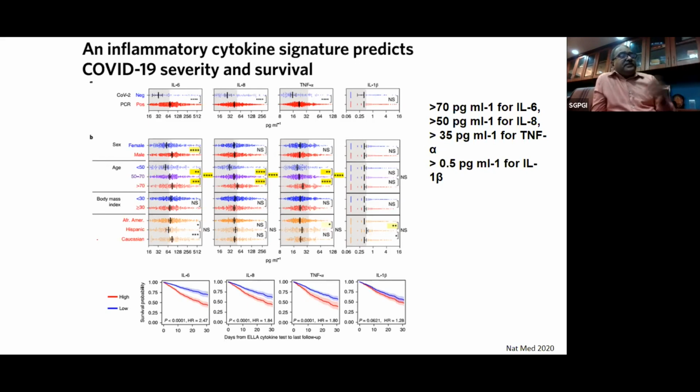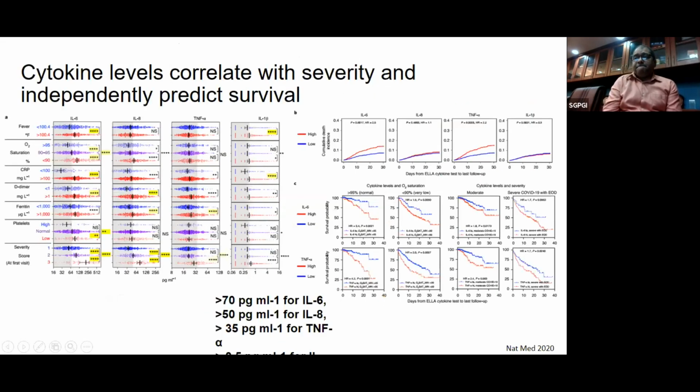As has been shown here in the graph at the bottom of the slide, the survival probability decreases as the levels of IL-6, IL-8, TNF-alpha, and IL-1 beta are high. And these cytokine levels correlate with the disease severity and independently predict survival, as has been shown here in the Kaplan-Meier curves. We can see that high levels of cytokines are associated with poor outcome, both survival as well as oxygen saturation, and obviously they denote severe disease.